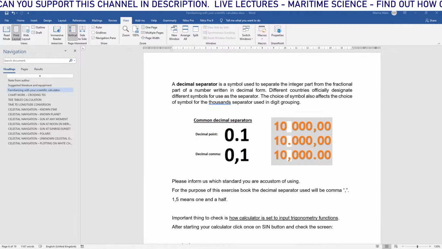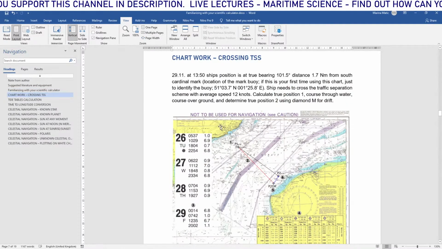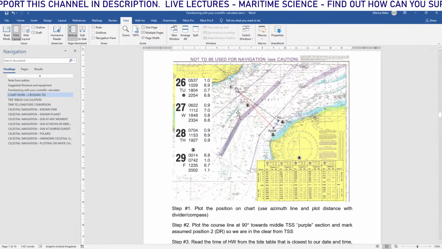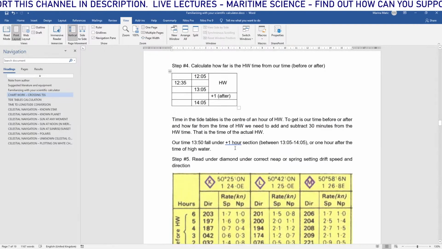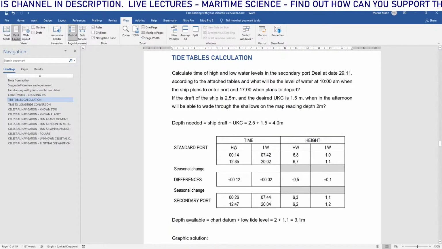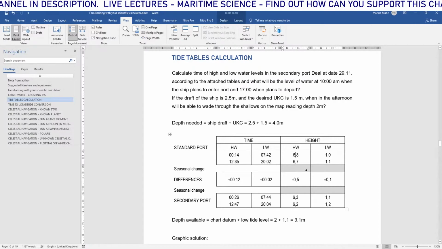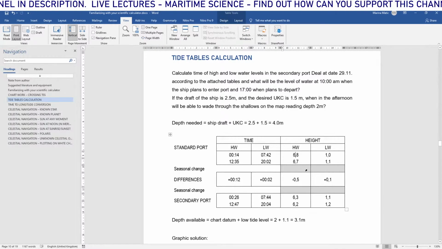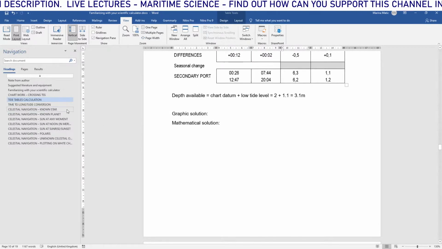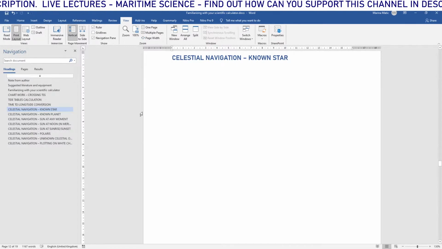So far I have chart work, crossing TSS finished. So this is the how-to-cross-TSS explanation, step by step. And then I had tide tables calculation. Once again, you see I already made a mistake here. Everything is in comma, so I have to change that to point later on. But today we are doing celestial navigation, and we will start with the known star.